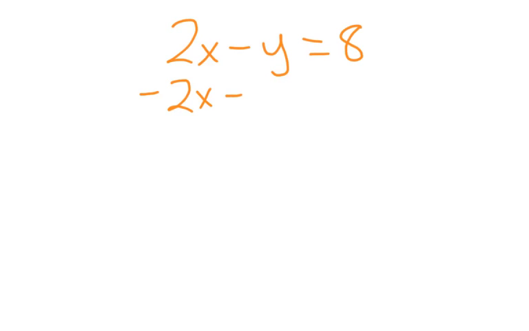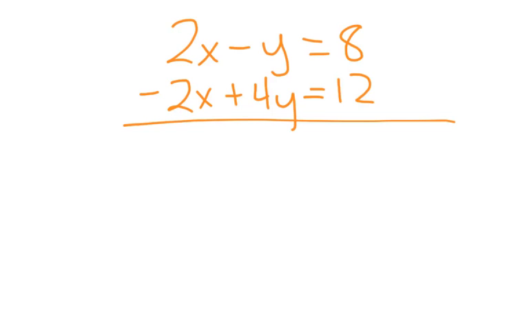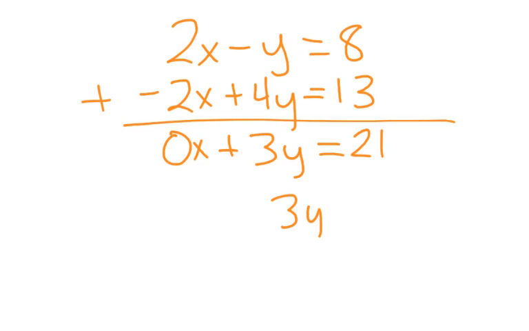A different method. Say we had 2x minus y equals 8, and then say we had -2x plus 4y equals 12. Elimination, you would find variables that have the same coefficient. You'd add or subtract to get rid of one of them. Actually, let's change this to 13, because then that would make this one work out better.